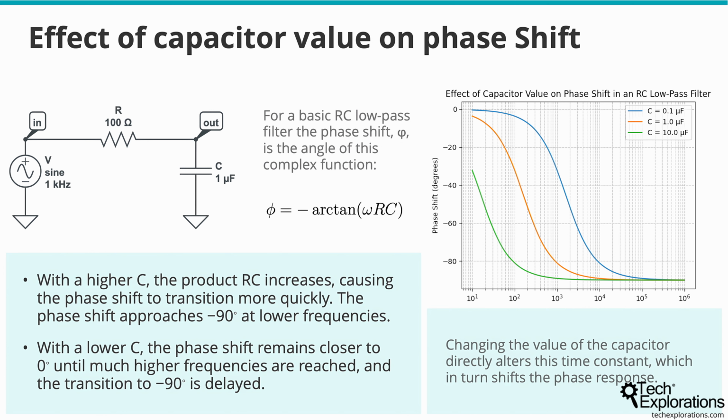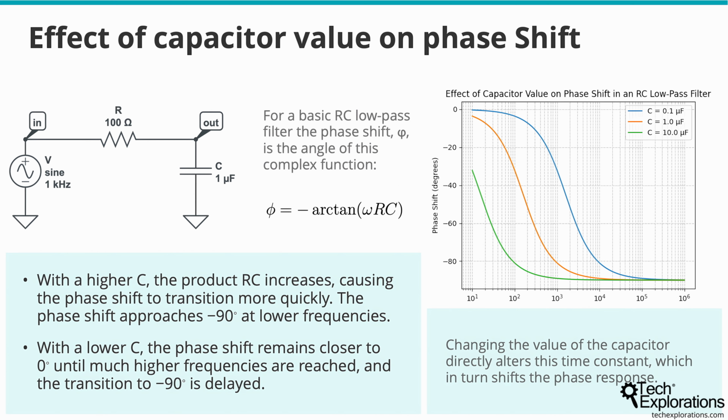So in an RC low pass filter, the phase shift is given, as you know, by this formula, where R is the resistance and C is the capacitance. And omega here, lowercase omega, is the angular frequency. The product RC is the time constant of the circuit.